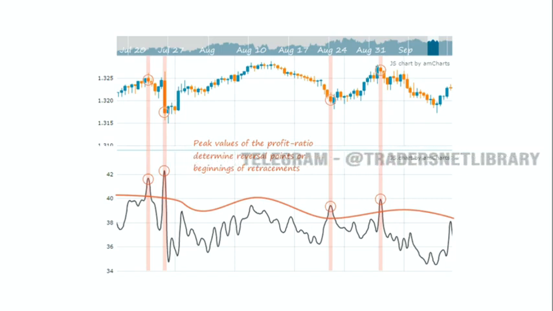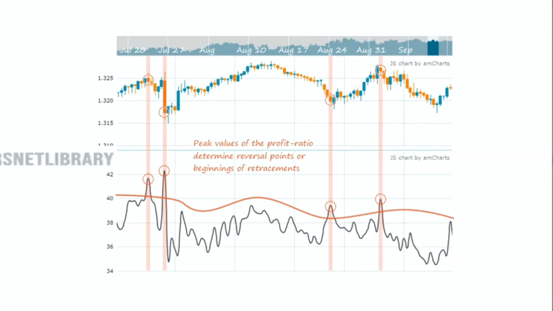The second option of using the profit ratio is to analyze it as an indicator of trend obviousness. When the percentage of winning traders increases during a price move, it means that the move itself becomes too obvious and the price will reverse soon.